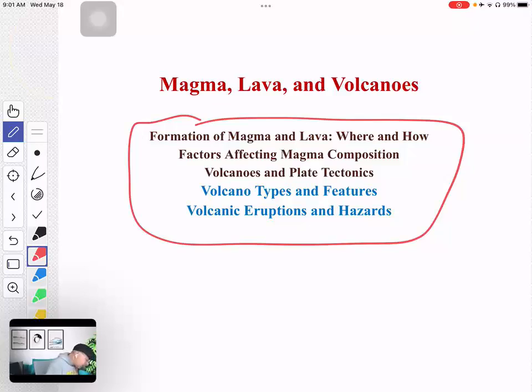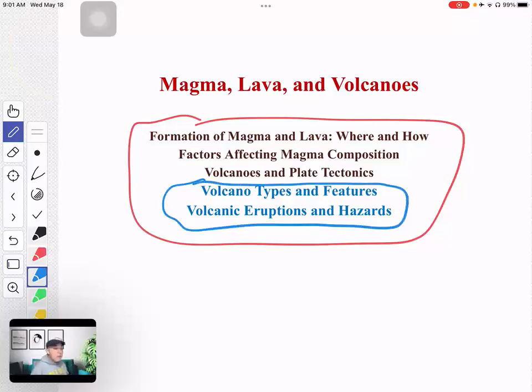Okay, so those are the 5 key concepts for the module, but this exercise is focusing particularly on the last two topics. Those are the ones that we're going to be focusing on in this exercise.